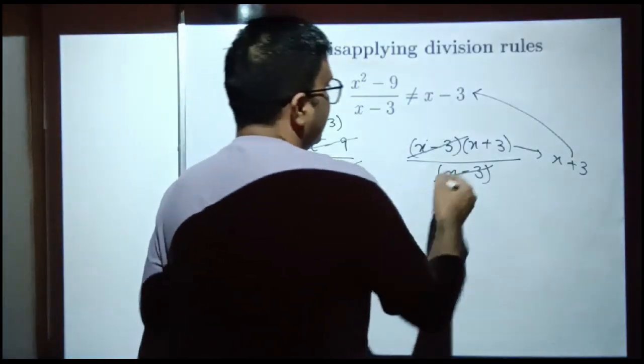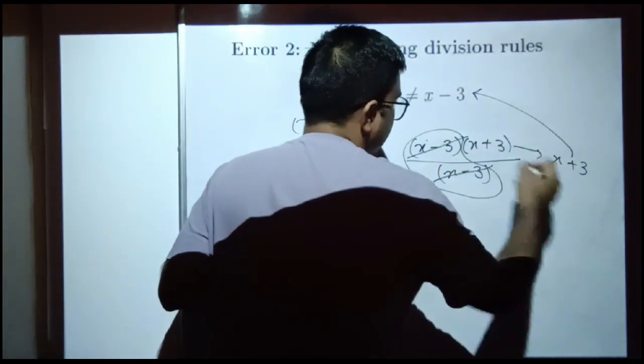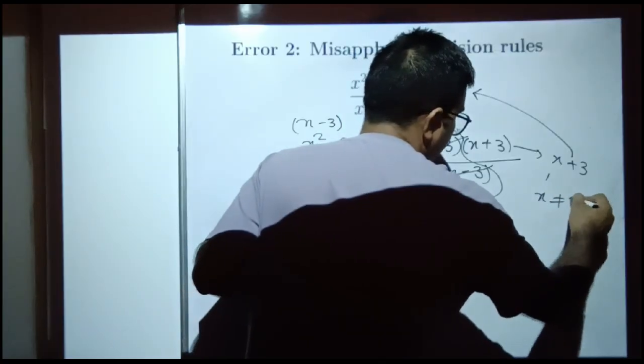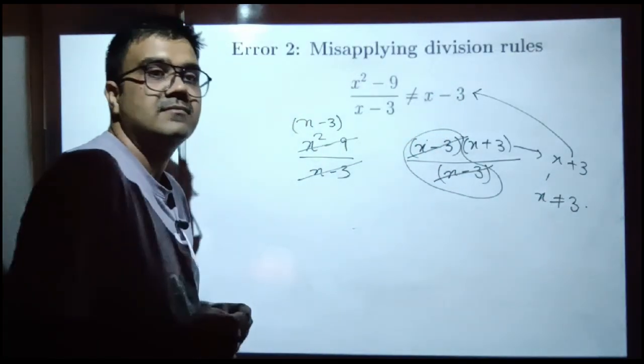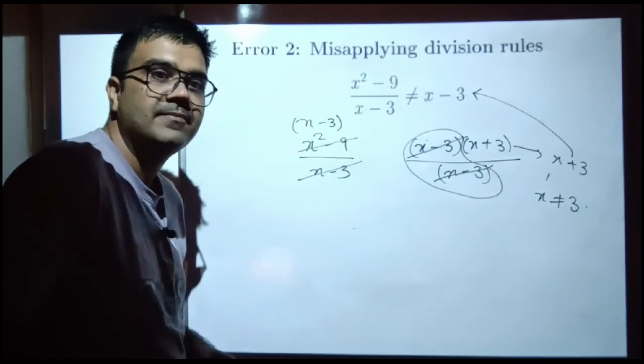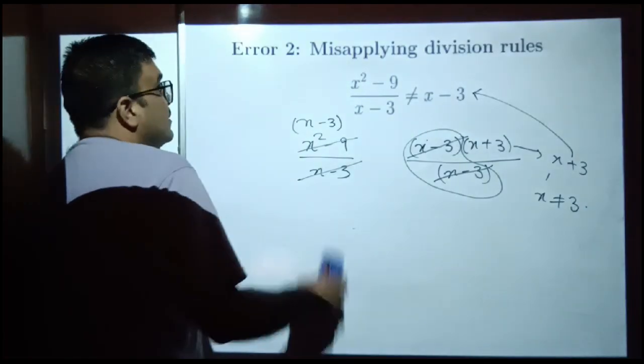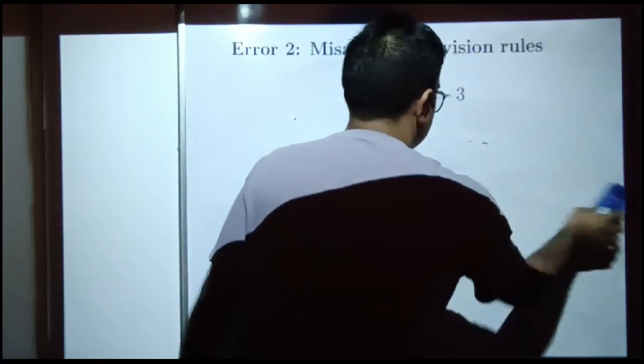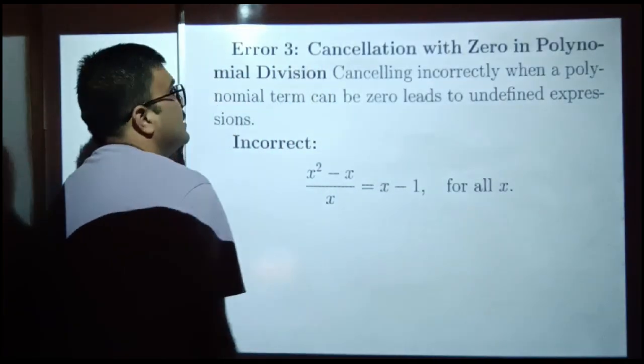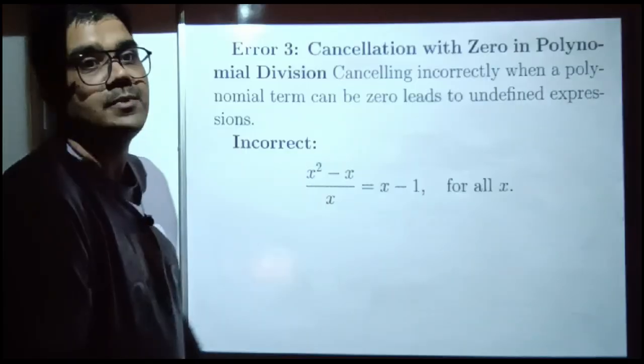Moreover, whenever you are cancelling the terms like this, an additional condition is there that x is not equal to 3. This will be clear to you with the next thing that we are going to discuss. It is cancelling with 0 in polynomial division.